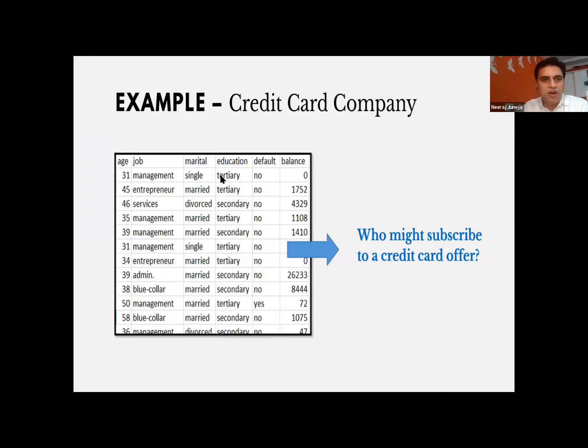As you can see, there are a lot of attributes available: age, then the person's job, then marital status, then education, default, whether he is a defaulter or not, then the balance which he's actually keeping in the credit card account, right? Now, if there is an offer being launched by the credit card company, who is a potential subscriber to that offer? If the company wants to know that, now it is a decision, right?